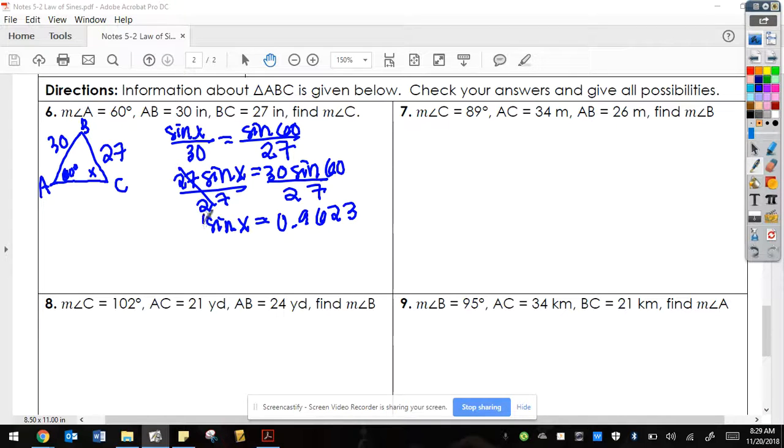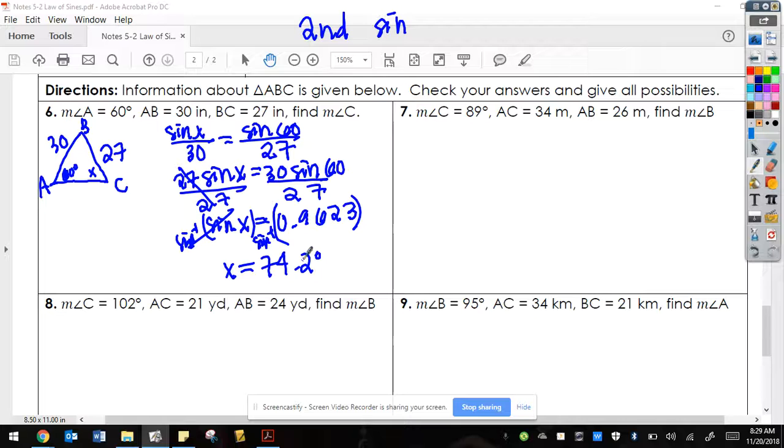Now, remember, to separate sine from its angle, you have to do the inverse sine of each side. And don't forget on your calculator, that's second, and then you type sine. Okay? So you do the inverse sine of each one. So then you get that X equals 74.2 degrees. Now, here's the thing though.